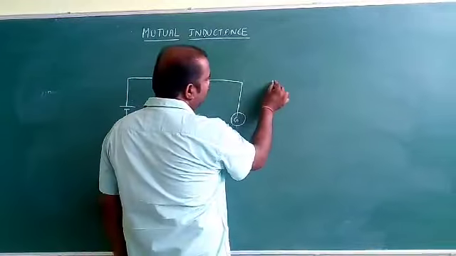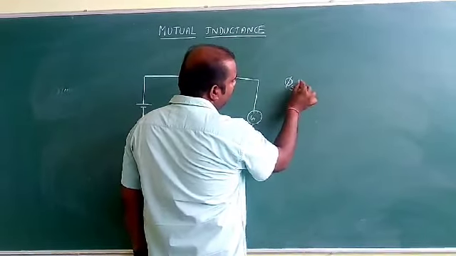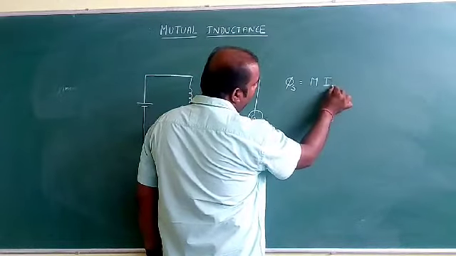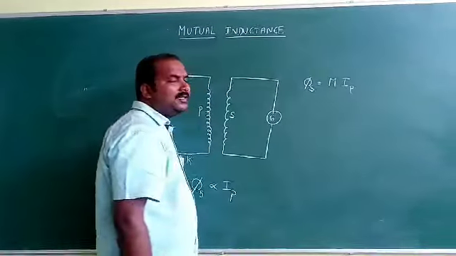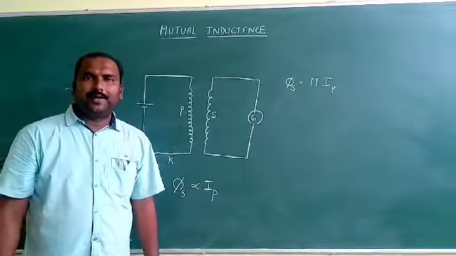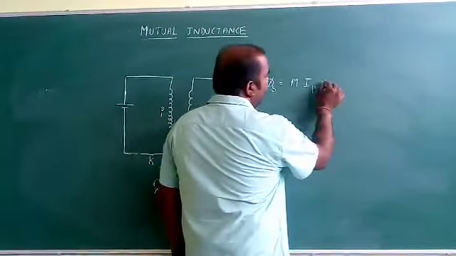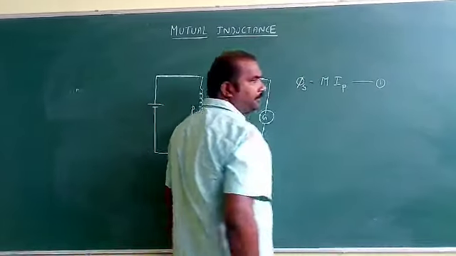Now, if I remove the proportionality, you will get one constant, that is φs = M Ip. What does this M stand for? This M stands for mutual induction, or coefficient of mutual induction. And here I am taking this as equation 1.